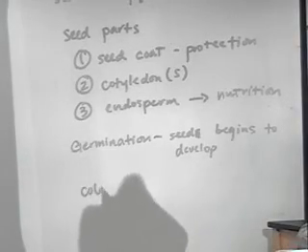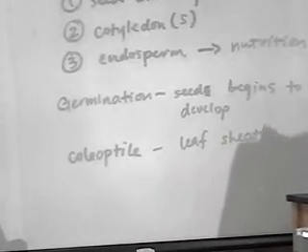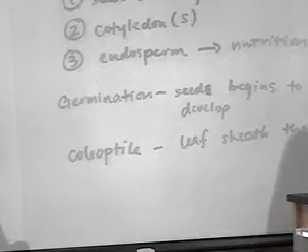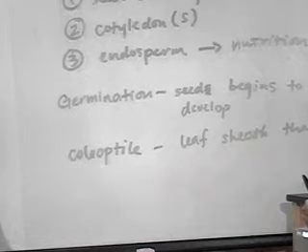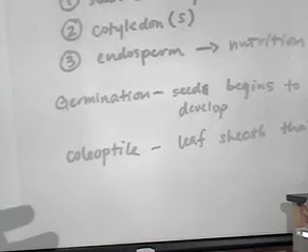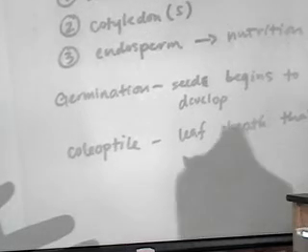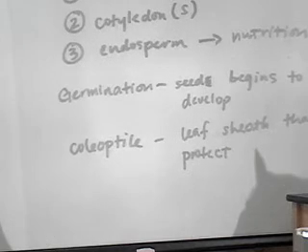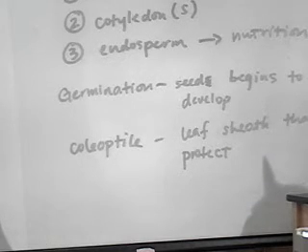The coleoptile. That is basically a leaf sheath, like a little protective leaf. And what it does is it protects the cotyledons, or whatever the first leaf is, as they break through the seed coat and break through the soil. It's going to protect the first leaves as they go through the soil so they don't get all damaged as they're pushing through.